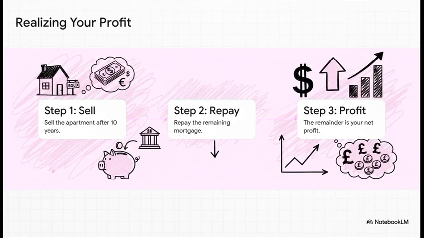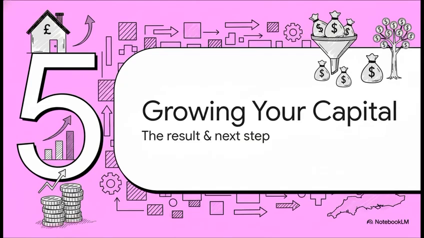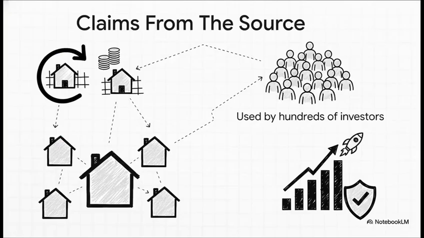So how do you actually get your profit out? The source says it's a simple 3-step process. Step 1, sell the apartment. Step 2, you take that money and pay off whatever is left on the mortgage to the bank. And step 3, everything that's left over, well, that's your net profit. So what's the final result of this whole 10-year plan? Let's look at how the model suggests you can take that profit and keep growing your capital. And this is where the source makes some pretty big claims about this model.